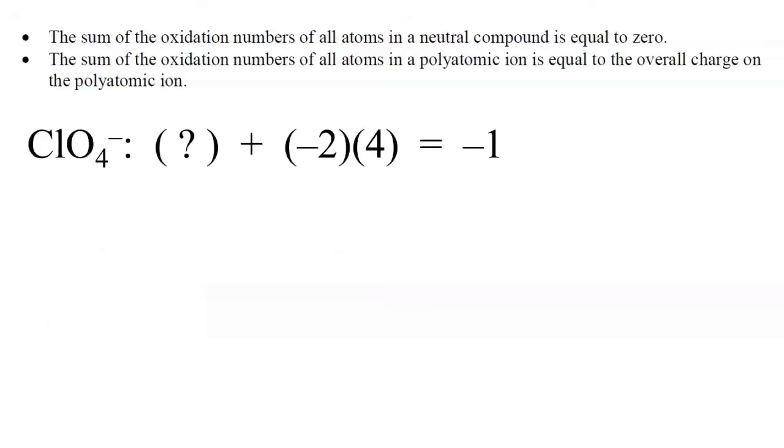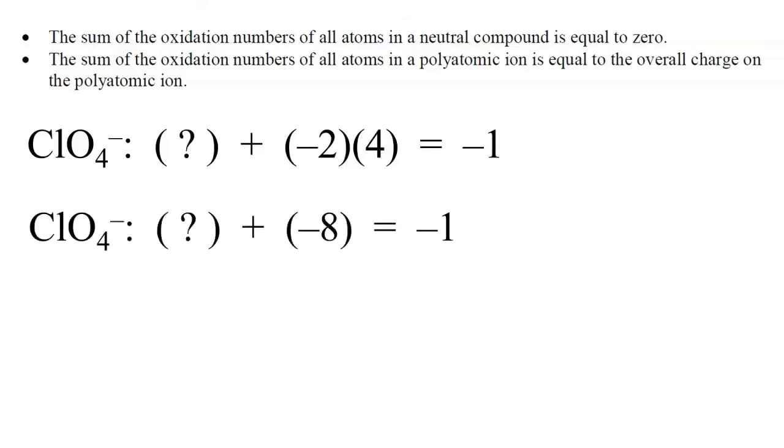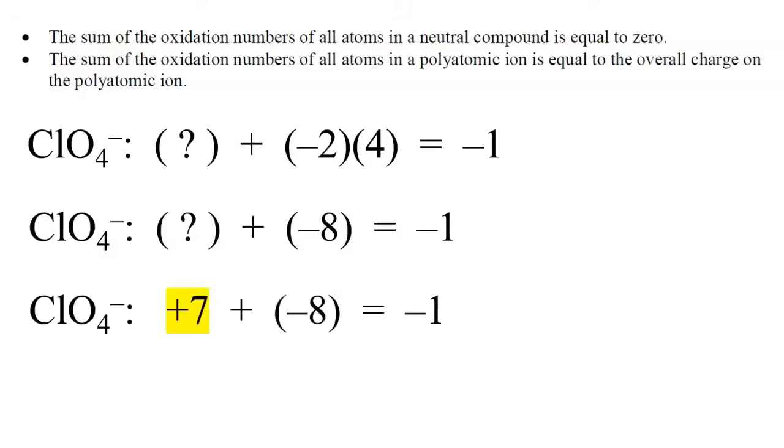Here's the ClO4 minus ion. This is called perchlorate. I have 4 oxygens. Each oxygen is worth -2. So that's -8. The chlorine would have to be +7 so that when I add the oxidation numbers together, I get -1, which is the overall charge on that ion.